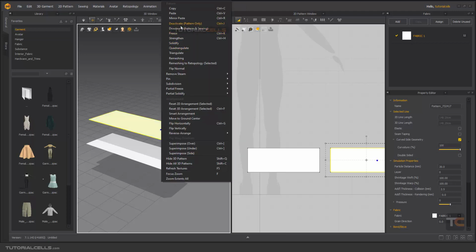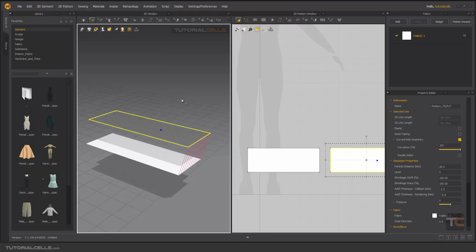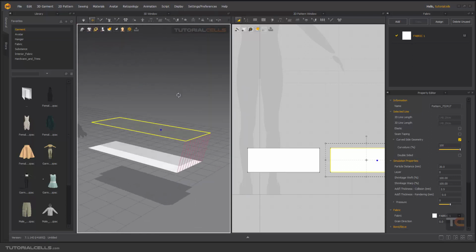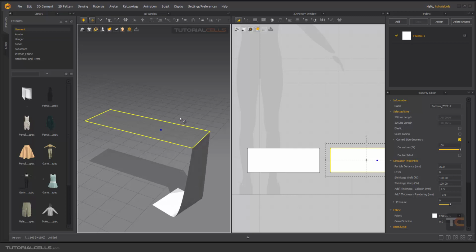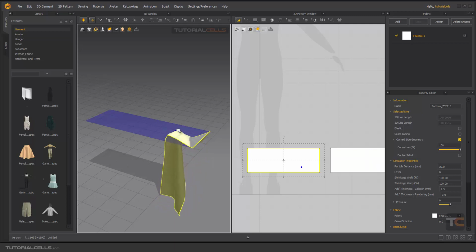Another thing is deactivate pattern only. It's deactivated, as you can see, it becomes opaque, transparent. And if you simulate, as you can see, it's exactly like a freeze. It's freezing its position. But the main difference between freeze and deactivate is, as you can see, you cannot collide with the other pattern. This is deactivated. It's completely deactivated pattern only.